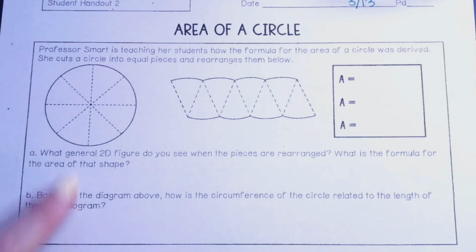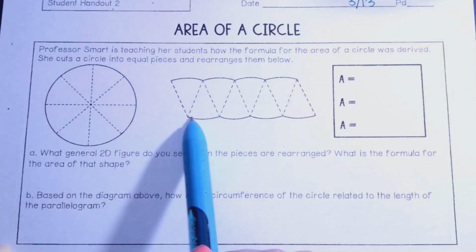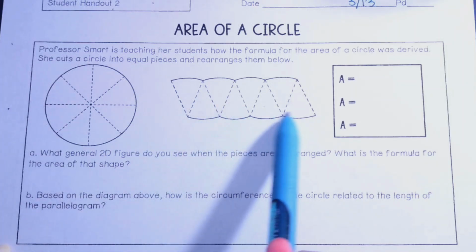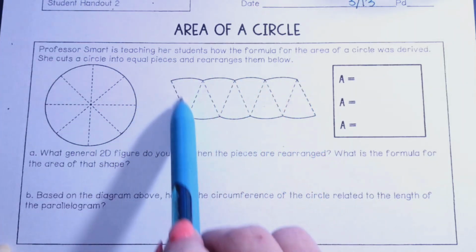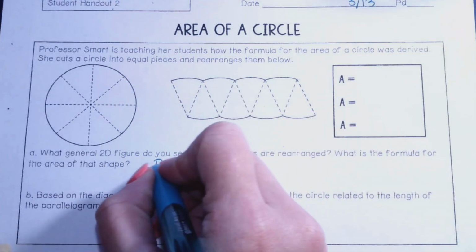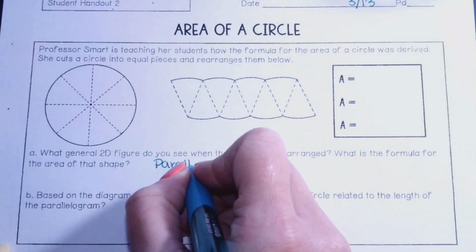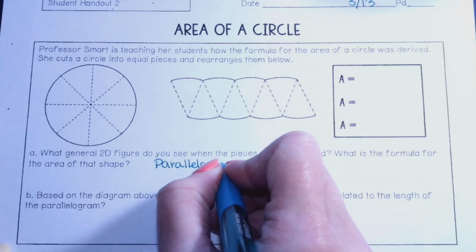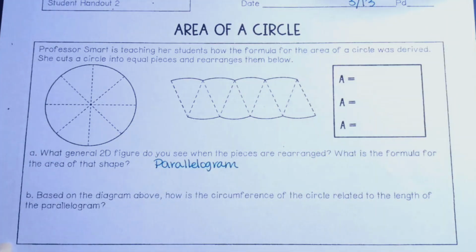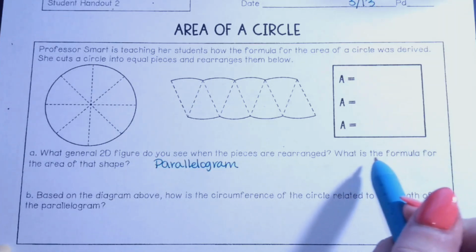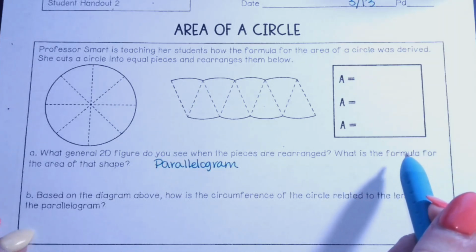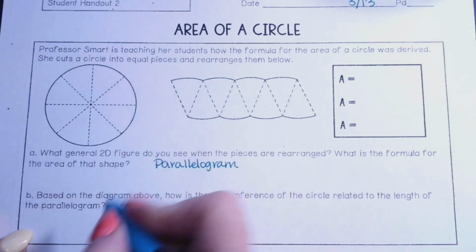It says, what general two-dimensional figure do you see when the pieces are rearranged? I know these are slightly curved, but if you just imagine a straight line up, over, and here, this is a parallelogram. And we can use a parallelogram to create the formula for area of a circle. To know that, we need to know what the formula is for the area of this shape.